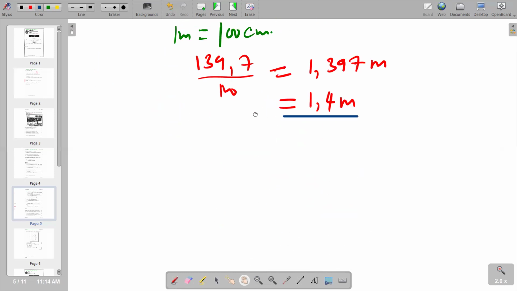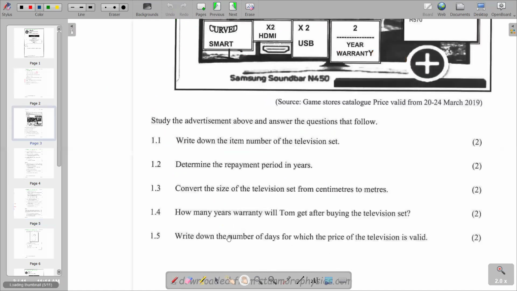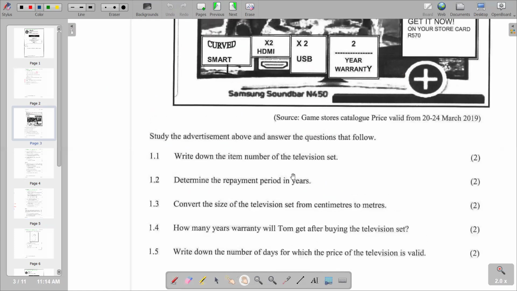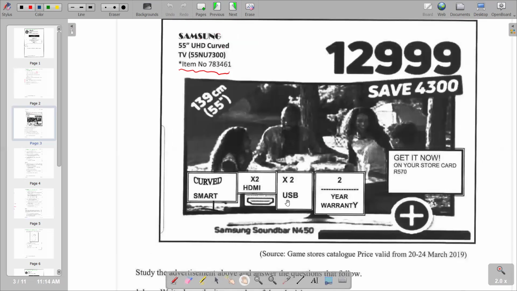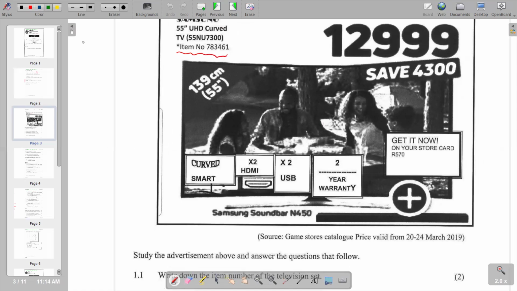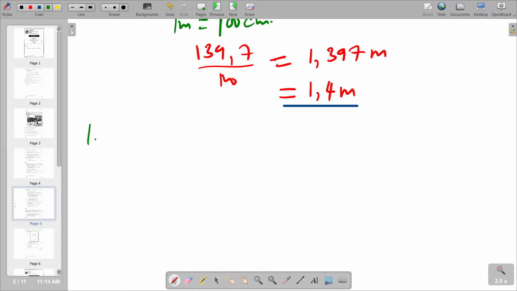So we move on to the next part of our question, which is going to be 1.4. How many years warranty will Tom get after buying the television set? Of course we refer back to see how many years of warranty we have. It is mentioned here, whereby they say a two-year warranty. So we've got 2 years. So this is our 1.4. So we are saying 2 years warranty.